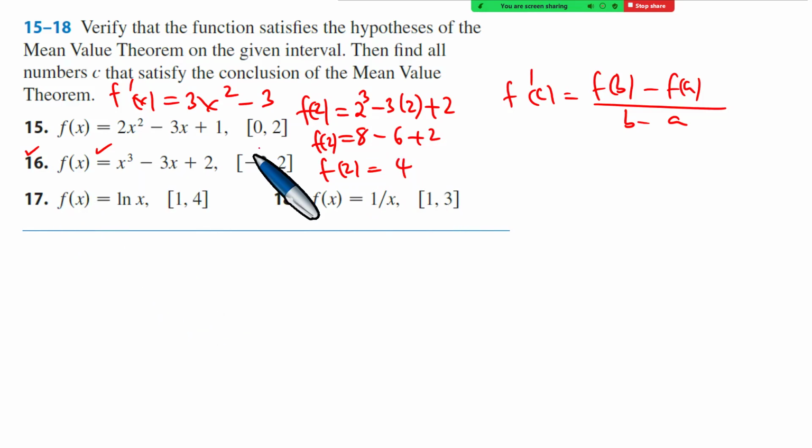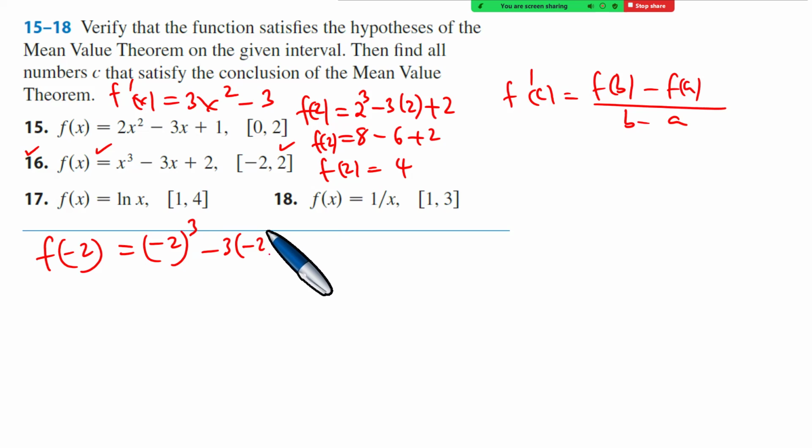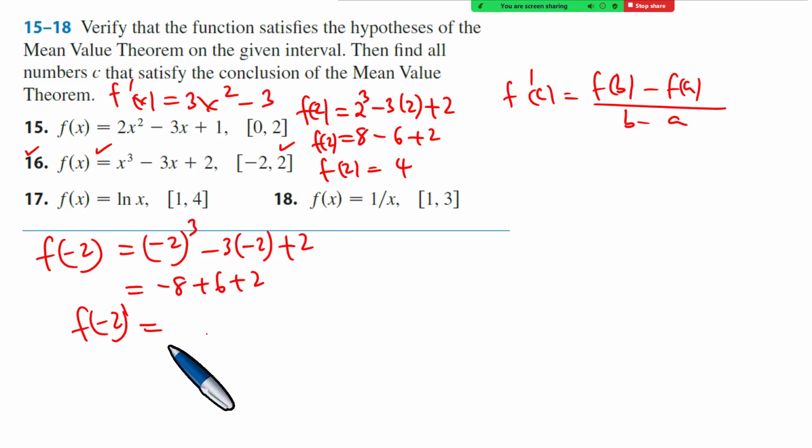Focusing on number 16, we have evaluated the function f at one of the endpoints of the interval. The next step is to evaluate the function f at the other endpoint, minus 2, of the closed interval, which means we'll have f of minus 2. We plug into the function: minus 2 cubed minus 3 times minus 2 plus 2. With this, we have exactly minus 8 plus 6 plus 2. And therefore f of minus 2 is exactly 0, because 6 plus 2 gives us 8, and 8 minus 8 is 0.